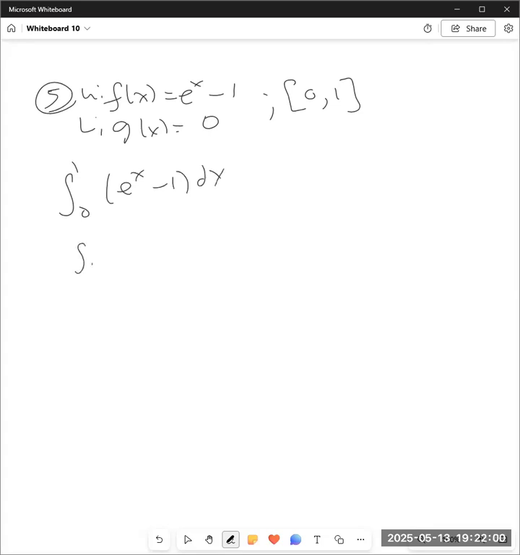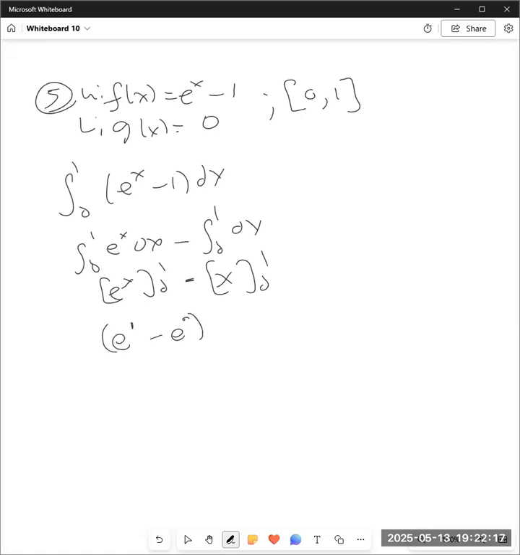It's going to be the integral from 0 to 1 of e to the x dx minus the integral from 0 to 1 of dx, which is e to the x evaluated from 0 to 1 minus x from 0 to 1. E to the first minus e to the 0, minus 1 minus 0, e to the first minus 1 minus 1 is e minus 2.